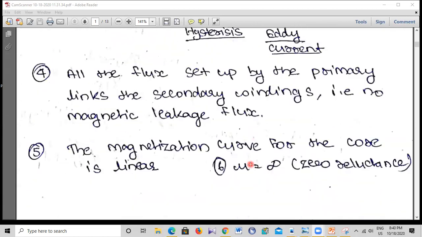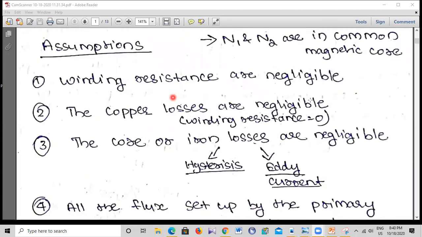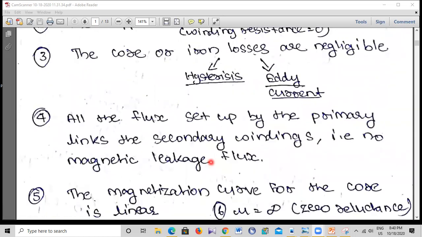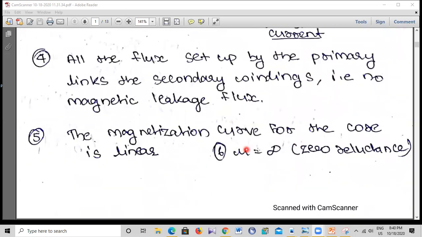So we can see the important points: the winding resistances are negligible, the copper losses are negligible, and the core loss or iron loss, which comprises hysteresis loss and eddy current loss, is also negligible. Then all the flux set up by the primary is mutually induced, that is, it is available in the secondary also. It links the secondary winding. That is, there is no magnetic leakage flux, and the magnetization curve is linear. And in that case, there is no hysteresis loss, because a linear curve means there is no area under the curve, right?